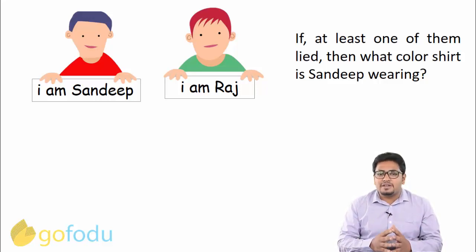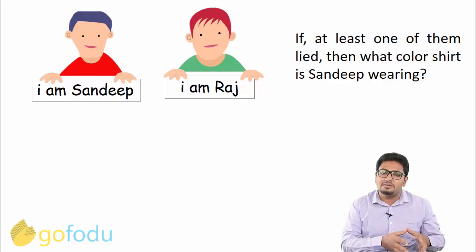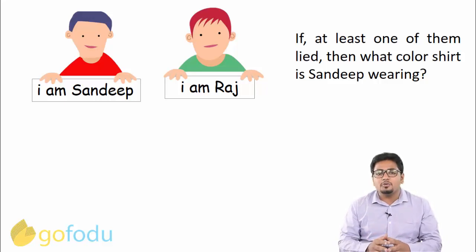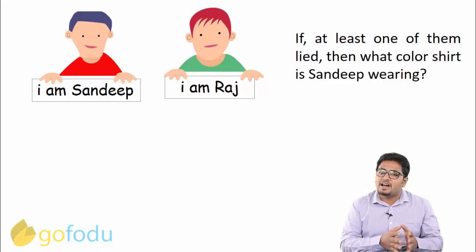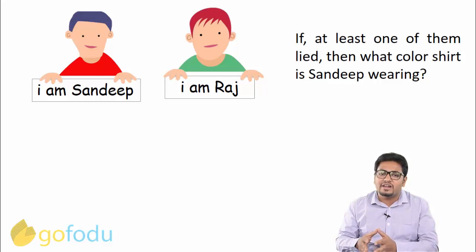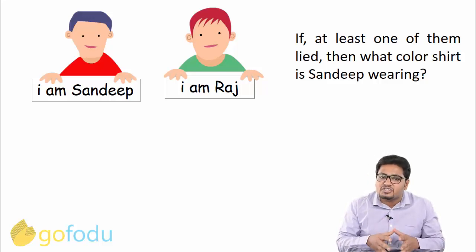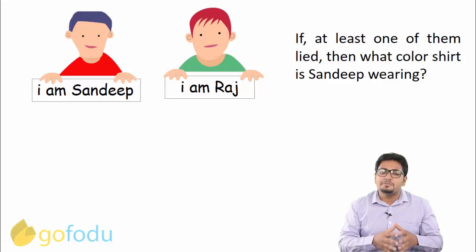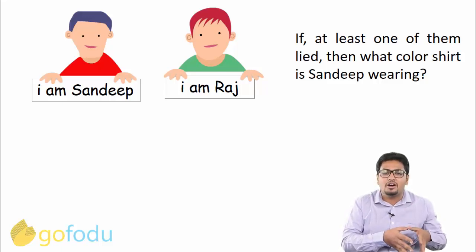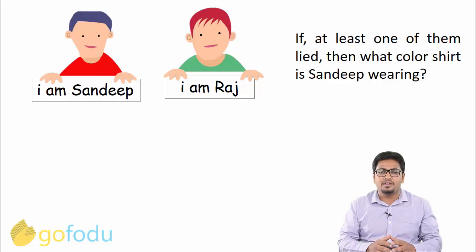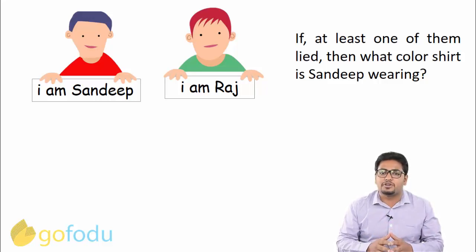Let's take a very basic example to start with. There are two boys named Sandeep and Raj, but we don't know which is which. The boy in red says I am Sandeep and the boy in green says I am Raj. Now it is given that at least one of them lied, which means either one of them is lying or both of them are lying. And we have to find the color of the shirt which Sandeep is wearing.